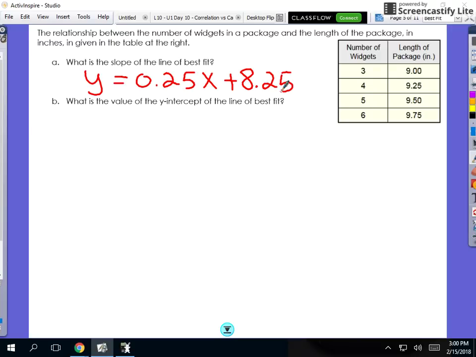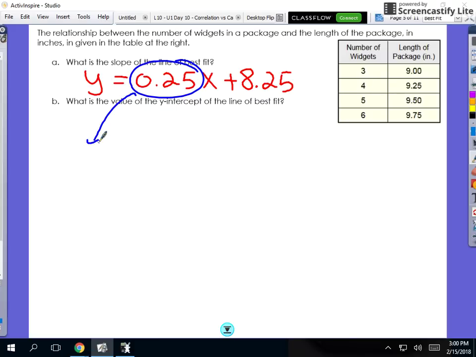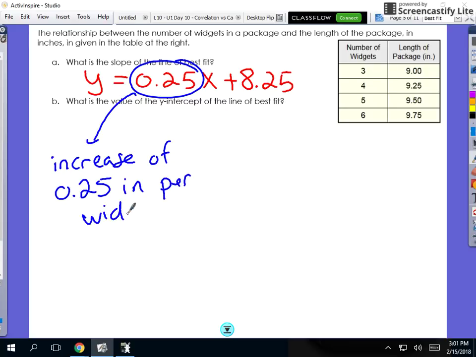So if I were to interpret that slope, what would that slope actually mean? Well, for every increase in length, we need an increase of 0.25 inches per widget. So just a bit of practice interpreting slope.